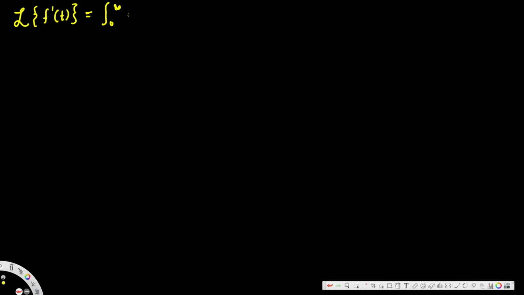The integral goes from 0 to infinity of e^(-st), and if it's f(t) we put the function right here, but if it's f'(t) we put f'(t) here, dt. For this one we have to do integration by parts. Let's pick this one as u and this one as dv. If this is u, then du is going to be equivalent to -s e^(-st) dt, and if this is dv, then v is going to be equivalent to f(t).